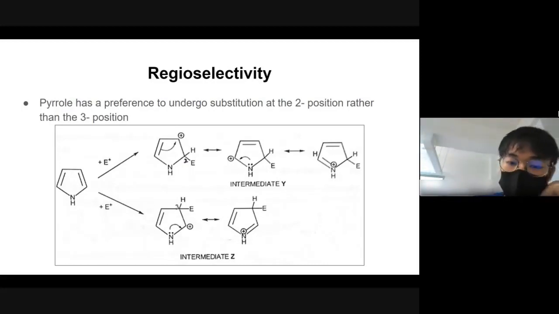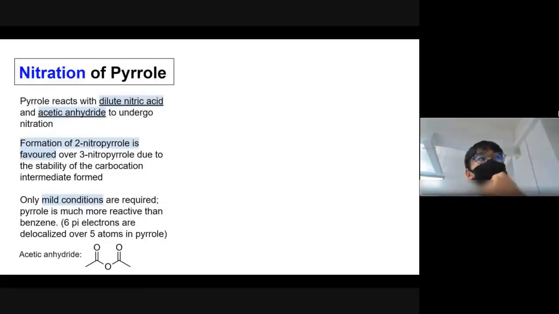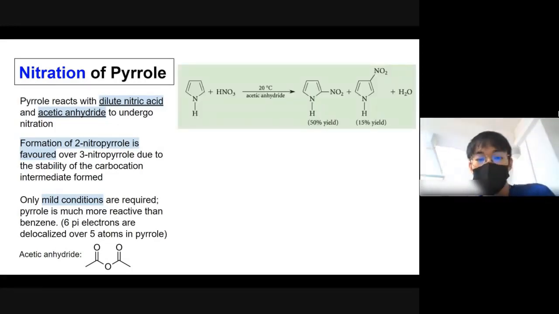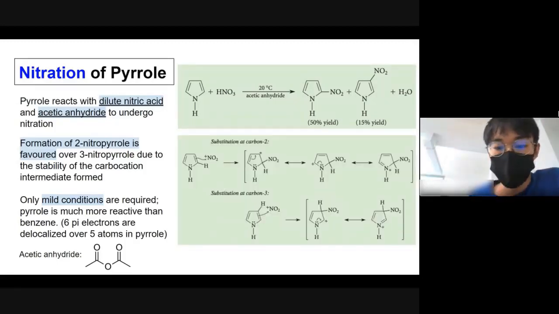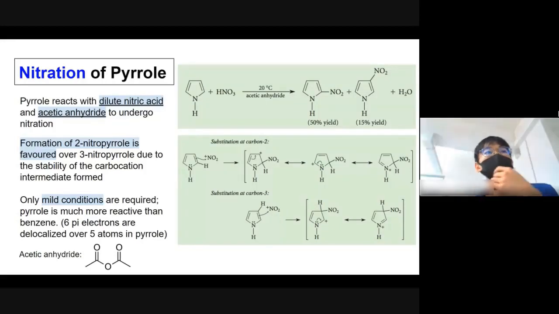And so the first reaction, the nitration, right? Pyrrole reacts with dilute nitric acid and acetic anhydride to undergo nitration. Once again, the formation of 2-nitropyrrole is favored due to the stability of the carbocation intermediate. If you take a look, it's the same thing. The 3 resonance structures are more stable. And so only mild conditions are required in this case.